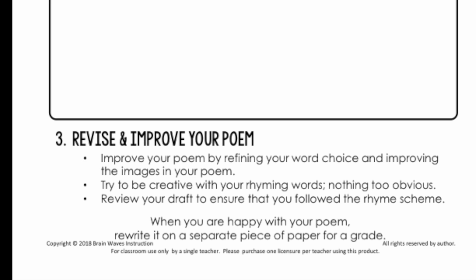Improve your poem by refining your word choice and improving the images in your poem. Poetry is often about using descriptive words and imagery. You want your reader to really be able to visualize what you're talking about and try to figure out what you're describing. Try to be creative with your rhyming words, nothing too obvious. Review your draft to ensure that you followed the rhyme scheme. So you want to make sure that there is a pattern that's taking place.